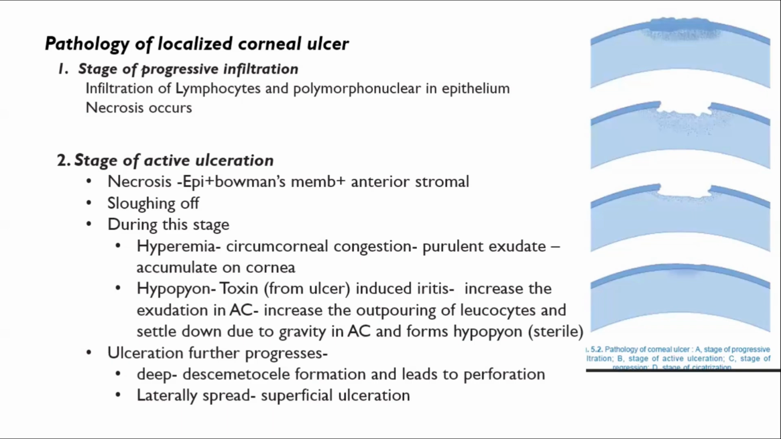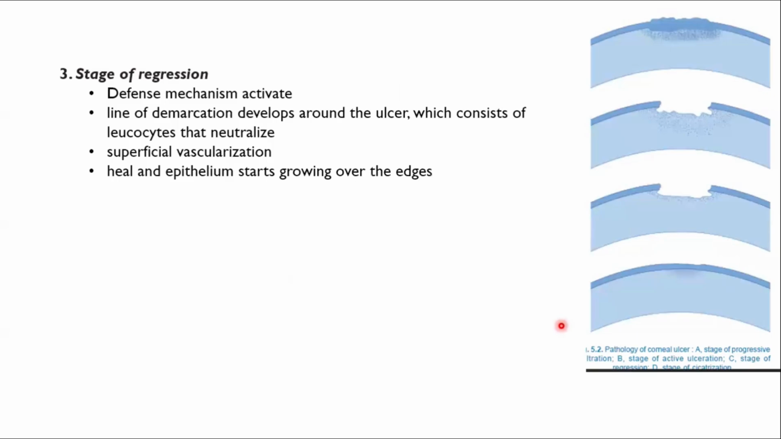The ulcer may reach the Descemet's membrane, potentially leading to a descemetocele and even corneal perforation, which is a severe complication of the corneal ulcer. And if it spreads laterally across the cornea, that will cause more widespread superficial damage. The third stage is the regression stage.